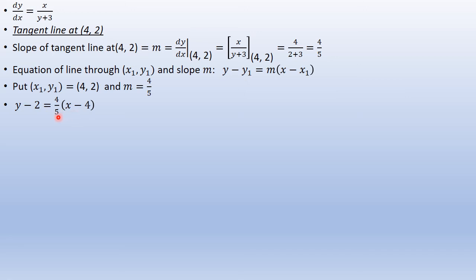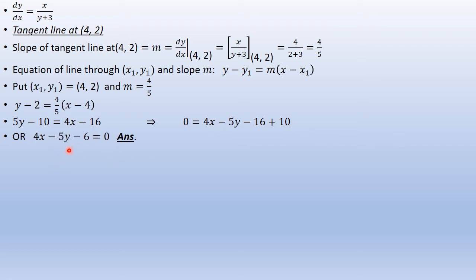What is left is to do some simplifications and write this in a presentable shape. So multiply 5 to both sides and open up the bracket too. You will get 5y minus 10 equals 4x minus 16. Now bring both these terms towards the right hand side. You get 4x minus 5y minus 16 plus 10, that is 4x minus 5y minus 6 equals 0. This is the required equation in a proper standard shape. This is the equation of the tangent line to the given curve at the point (4, 2).